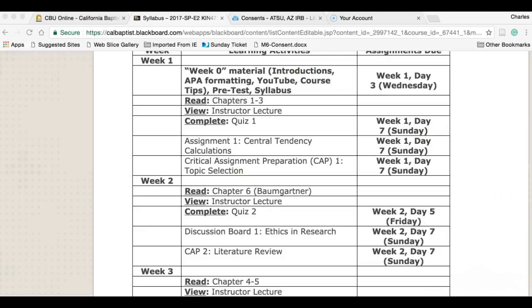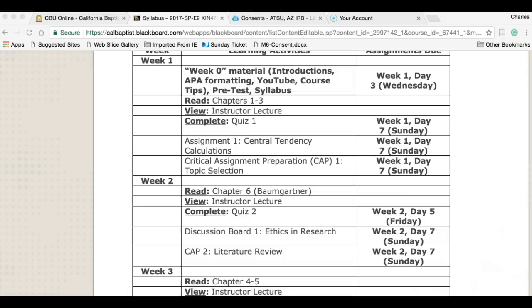I just want to go over a couple things that are going to be due this week. First, a couple of the things that are going to be due by Wednesday that are mentioned in week zero. So your introductions, your pretest, and of course, just looking through your syllabus. You should be able to get that done by Wednesday.